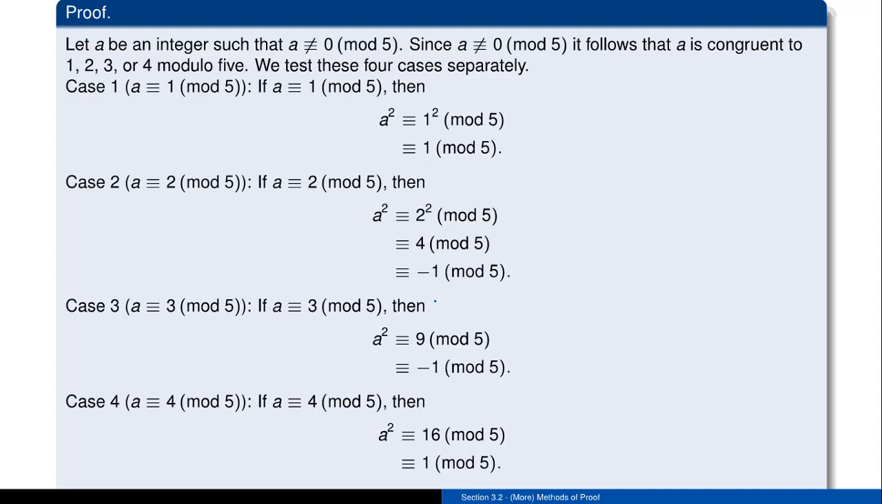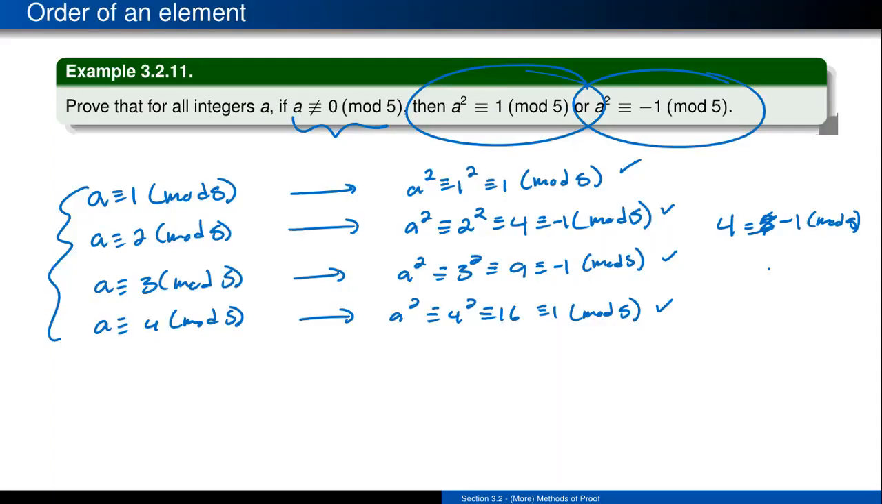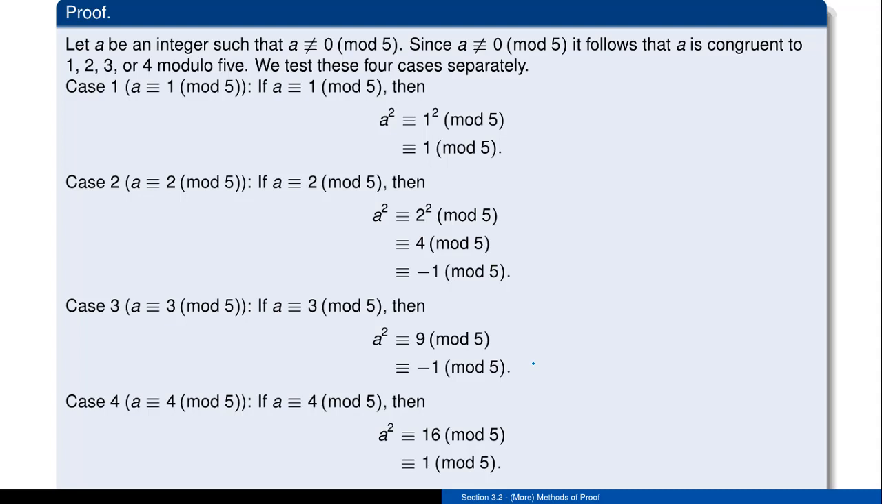Case 1 is where a is congruent to 1; square it, and it kicks out a 1. For 2, you square it, it kicks out a negative 1. For 3, you square it, it kicks out a negative 1. For 4, you square it, it kicks out a 1, and you're done. And that's all it is. It's just taking the scratch work that we did on this page and cleaning it up a little bit.